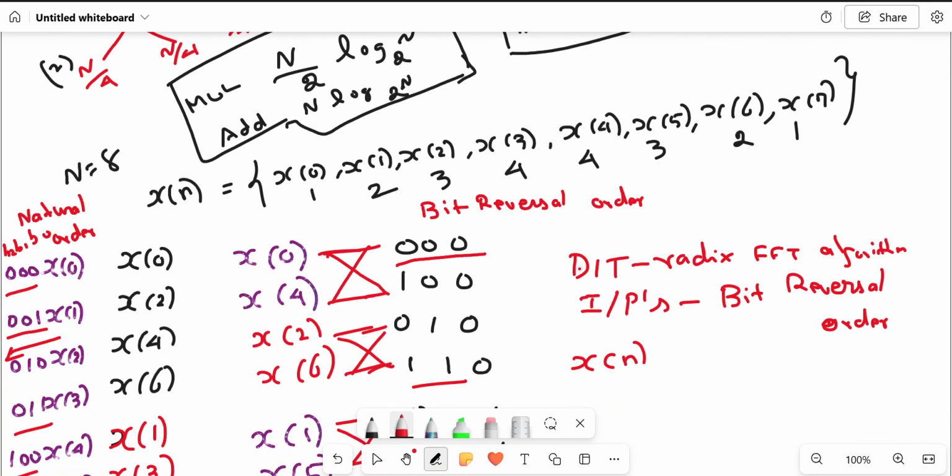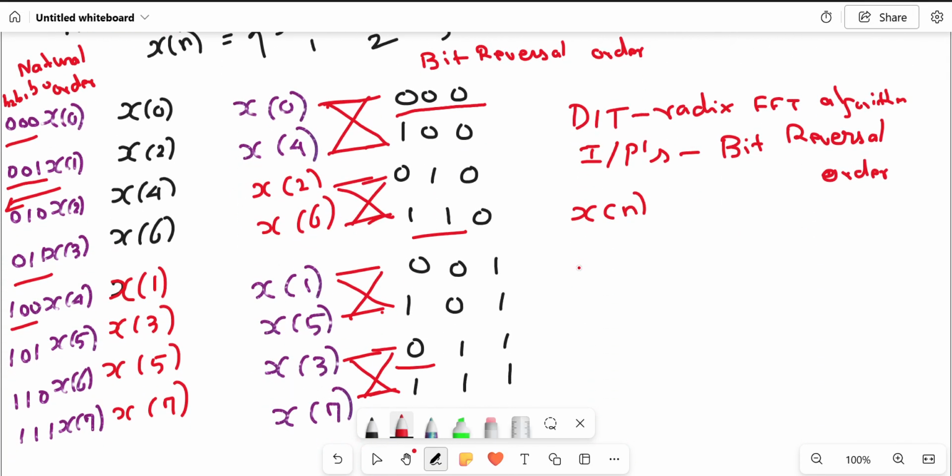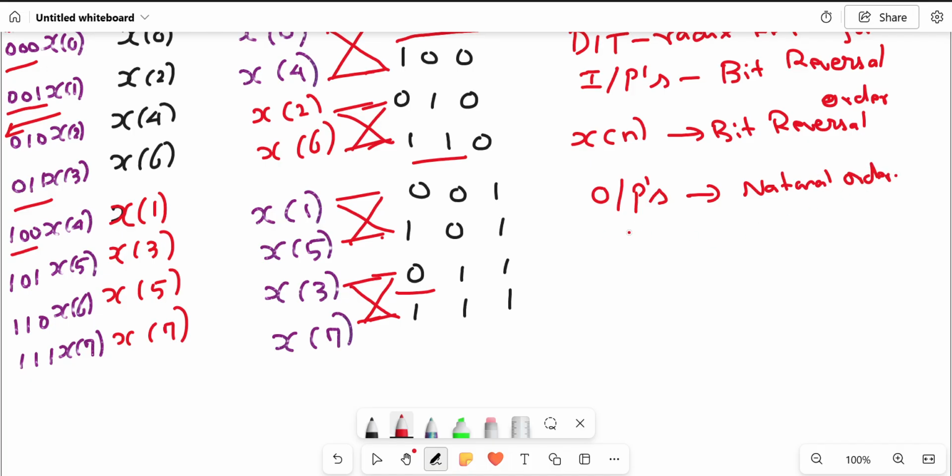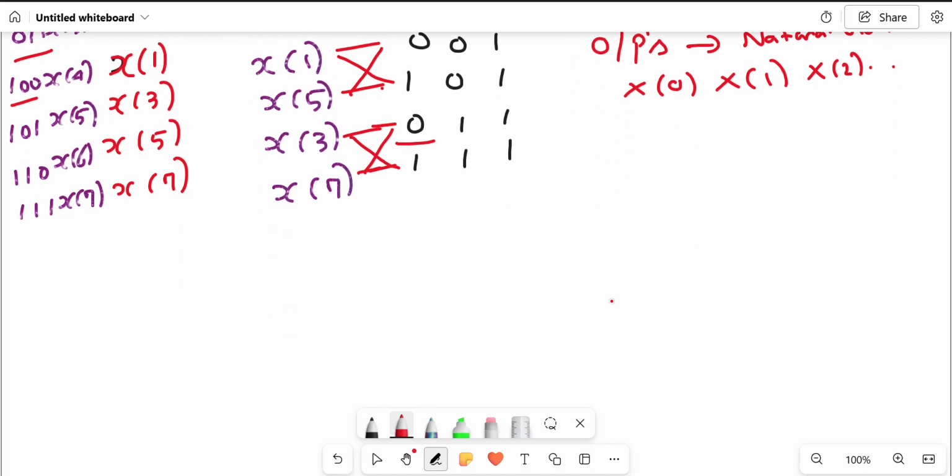So what is the twiddle factor, we will discuss now. X of n should be in bit reversal order. Outputs are in natural order. That is x of 0, x of 1, x of 2. Okay, now we will draw the structure for 8 point.